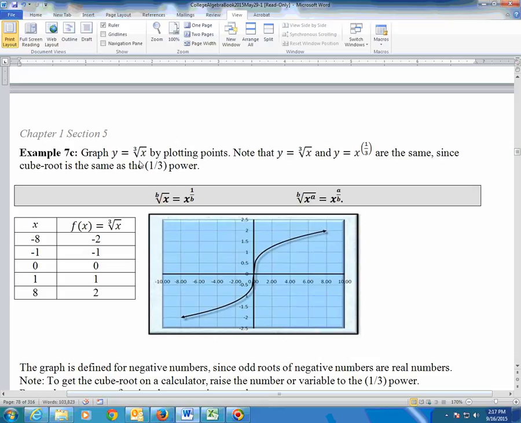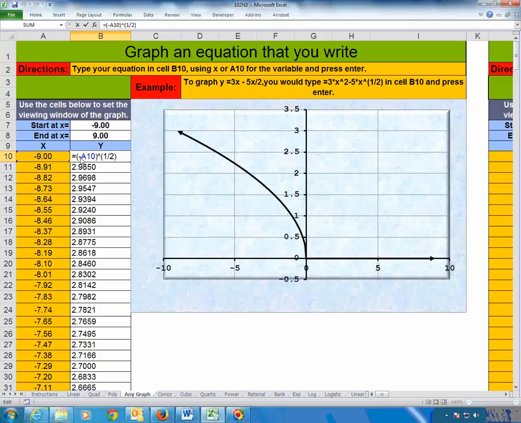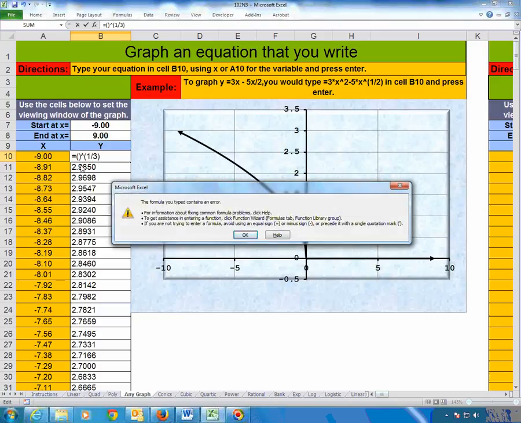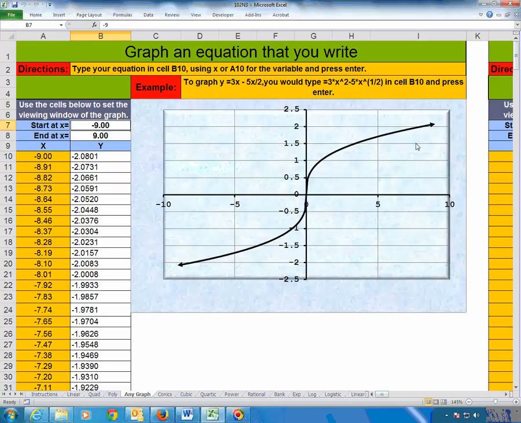What about cube root? How would you do cube root? Well, cube root is 1/3 power. There's no shortcut like letters to type in for cube root. So if I want to graph this function right here, the cube root, I would type in equals x, or you can keep it A10 if you like, that's here where the x's are, raised to the 1/3, because 1/3 power means cube root. So there you go. That's how you do those.